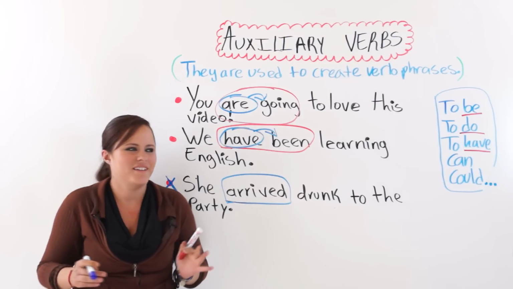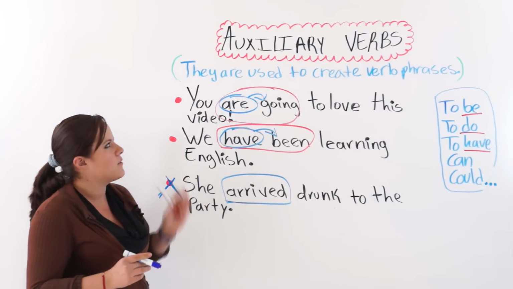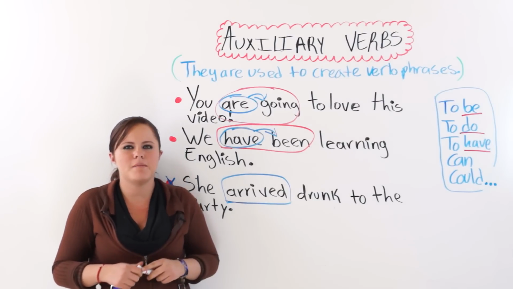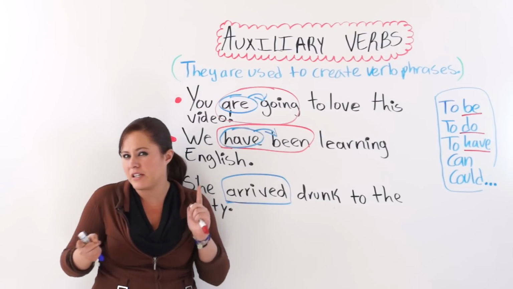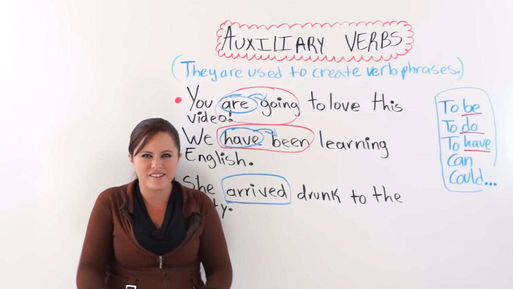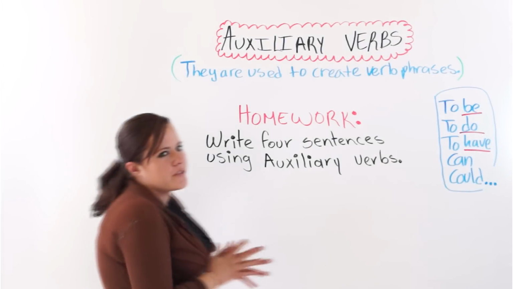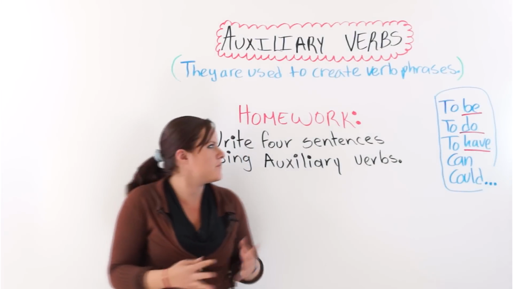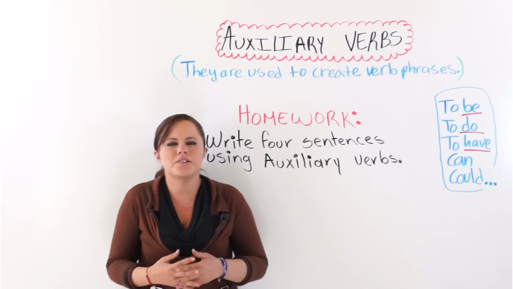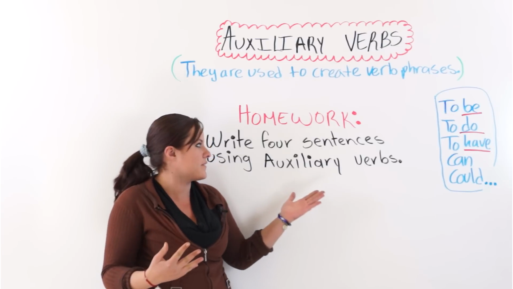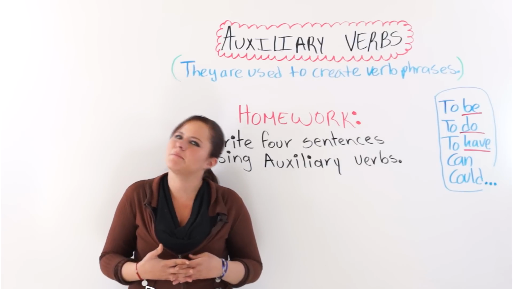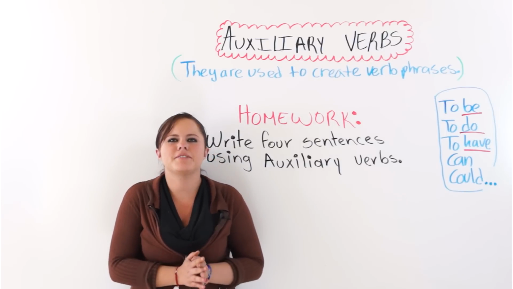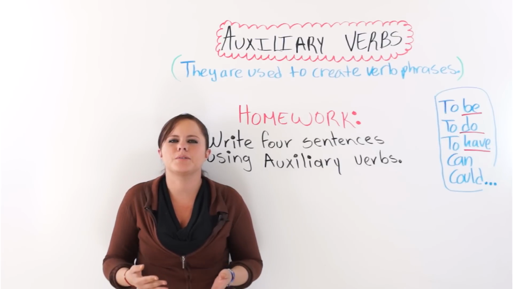All right? So, well, these are our examples for practice time, and next I will give you some homework, because remember that you need to practice to be perfect. For homework, you are going to write 4 sentences using auxiliary verbs. All right? Remember to do your homework in the comment section below this video. And if you have a workbook, do it there too.